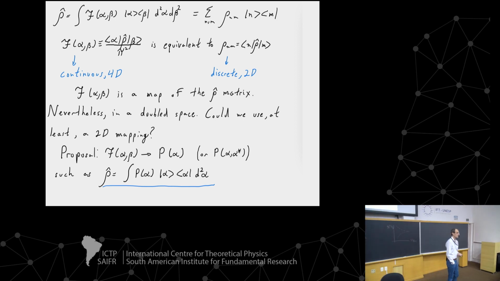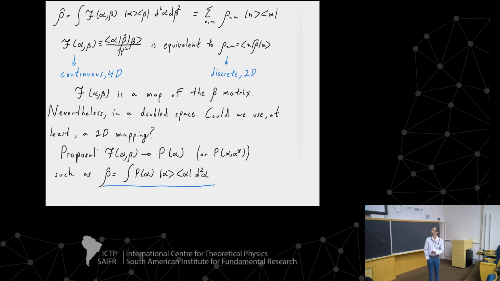In fact, we expect to have some redundancy here. The point is that this function is a map of the density operator matrix in this 4D space. So maybe this mapping could be improved. Maybe you could bring down the dimensions into a sort of 2D mapping, involving continuous variables, but still something that you can represent on a plane.